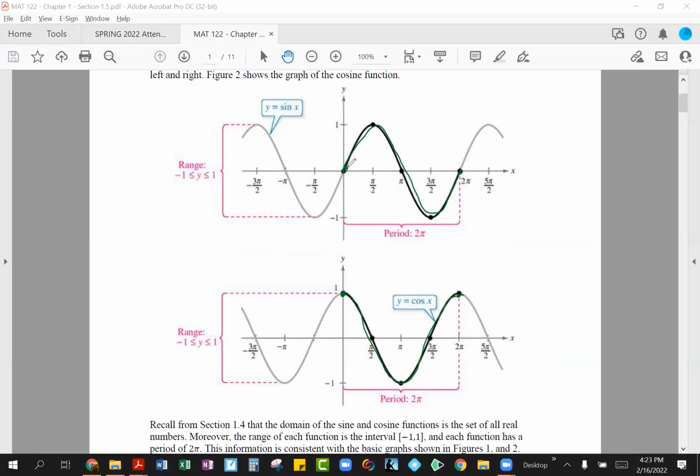The biggest difference is the sine function begins right here at the origin, whereas the cosine function, instead of starting where the sine function did, actually starts at 0, 1. So right over here. You will see this is where we have the maximum point on our function. You go down to the x-intercept. We then get down to a minimum. We come back to an x-intercept, and then you end up back at the maximum.